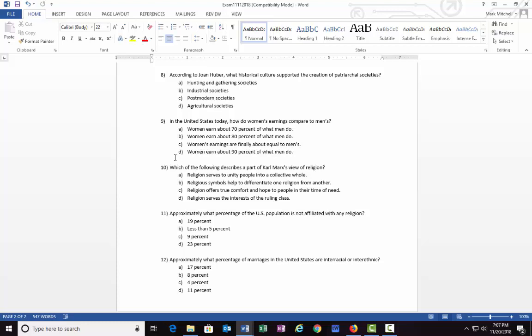Number 10. Which of the following describes a part of Karl Marx's view of religion? Is it A, religion serves to unify people into a collective whole? Is it B, religious symbols help to differentiate one religion from another? C, religion offers true comfort and hope to people in their time of need? Or D, religion serves the interest of the ruling class?